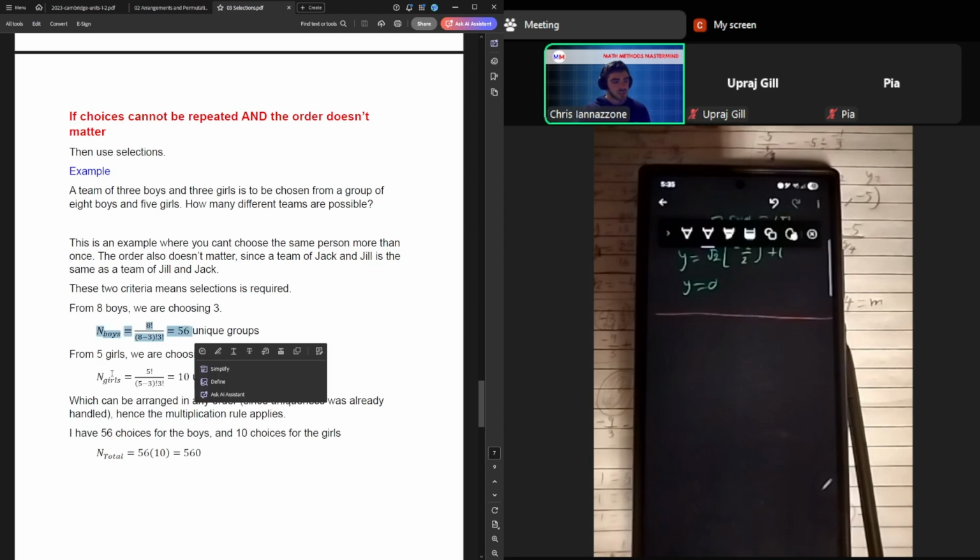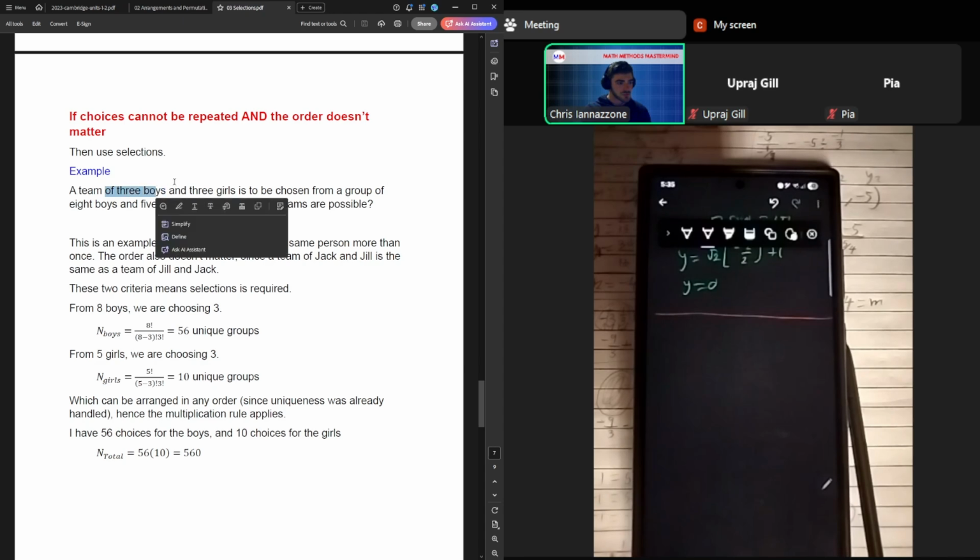And so you typically just break it up into whatever the two segments and groups are. In this case, it's based on boys and girls. In other cases, it might be like choosing red blocks and blue blocks. It could be whatever. You just sort of do your selections equation for each individual subgroup and then multiply across. So in this case, we had 8 total boys. We're choosing 3. Remember, we've got 8 boys and choosing 3 of them for the team.